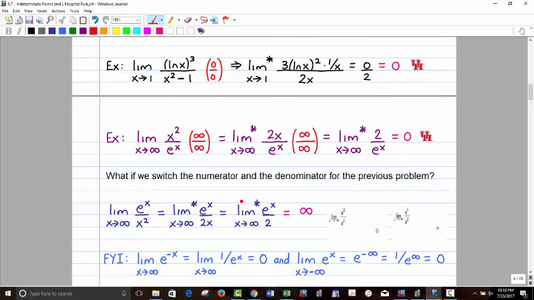Now suppose we switch the numerator and denominator for the previous problem. See, the bottom now will eventually go away: x squared, 2x, then 2. So this is what I was saying, you can keep doing this till you reach some sort of conclusion. It doesn't mean the limit has to have a real number answer. A lot of them will, of course. But here's one where you would just stop, because once you get to e to the x over 2, it's not L'Hopital's rule anymore, and then the answer would just be infinity.